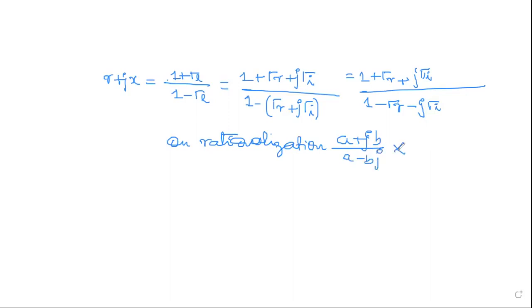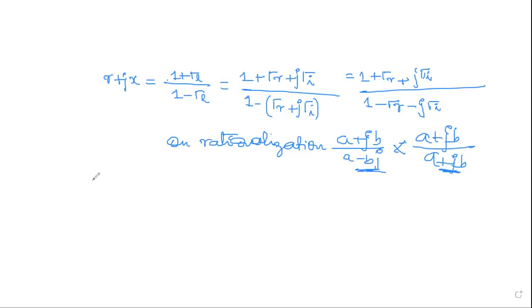So rationalization is something we are doing: A plus jB divided by A plus jB. Here, we change the sign of the imaginary term. But what we did in the earlier class was change the sign of the real part, which is wrong. We cannot change the real part term for rationalization. So we have to change the j term.